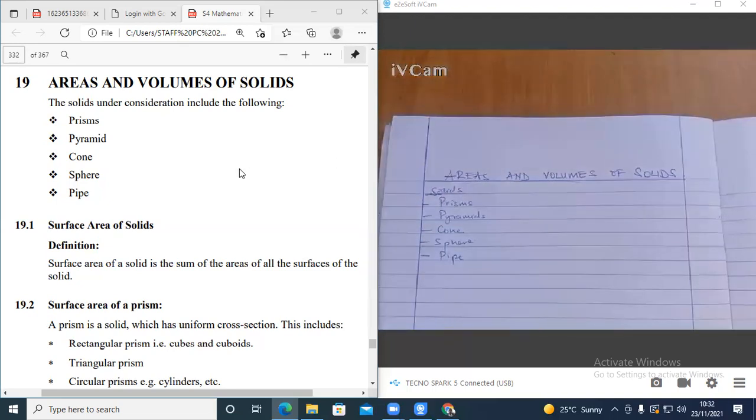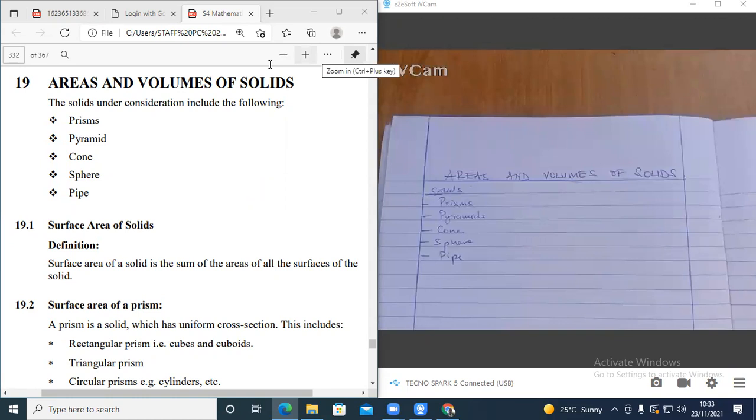Under these solids, we shall look at 3 things: the areas, the volumes, and from the areas, we shall also look at the nets. When looking at the area, we shall look at the surface area of a prism, the surface area of a pyramid, of a cone, and also their volumes. We are looking at solids. What do they mean by the term solid?